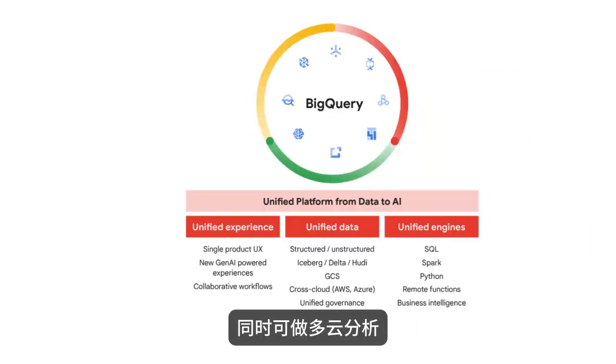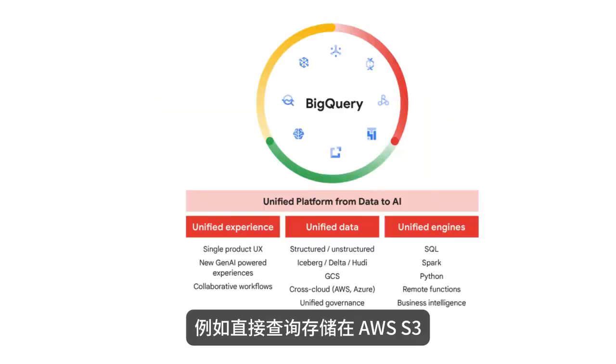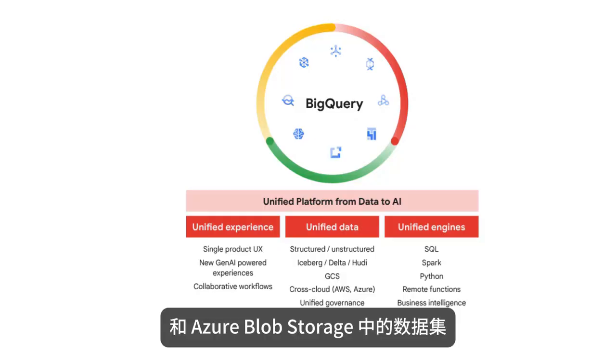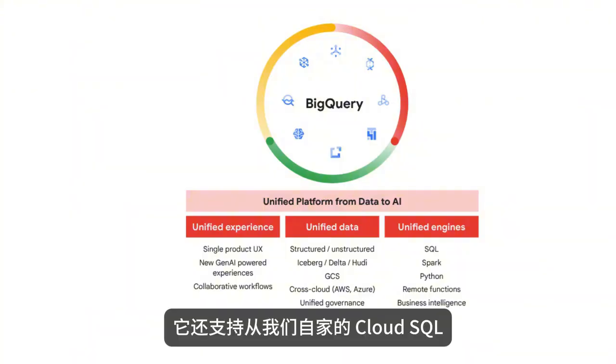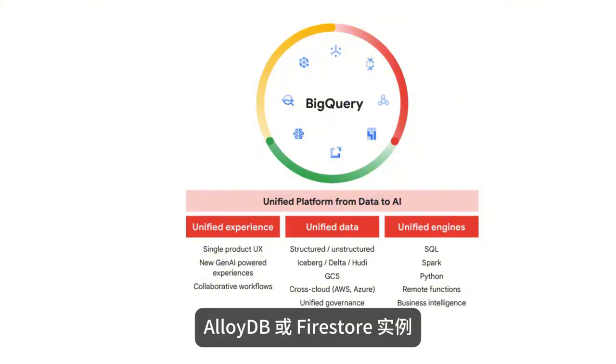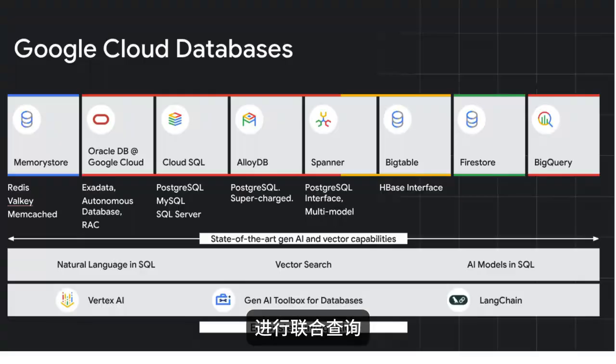Also, it lets you do multi cloud analytics, where you can query datasets stored in AWS S3 and Azure Blob Storage within it. It also lets you query from our very own Cloud SQL, AlloyDB, or Firestore instances using federated queries. Google Cloud is infusing AI across its database portfolio.